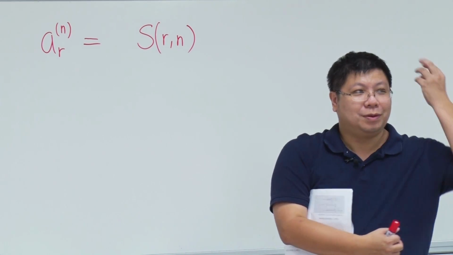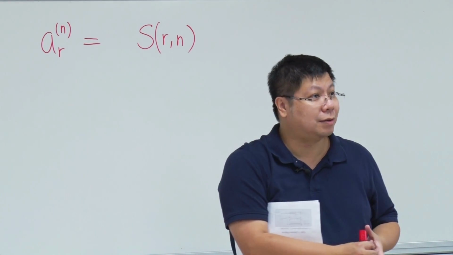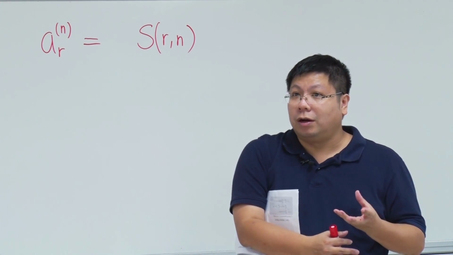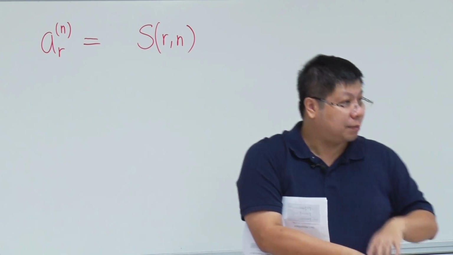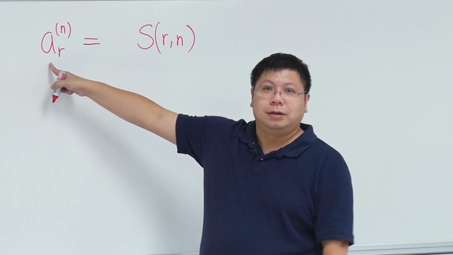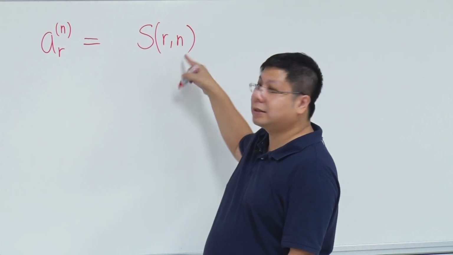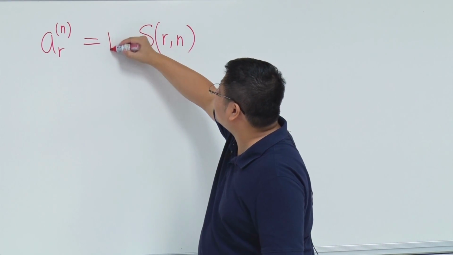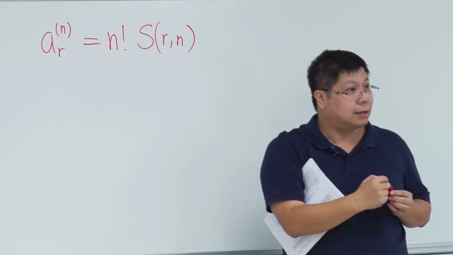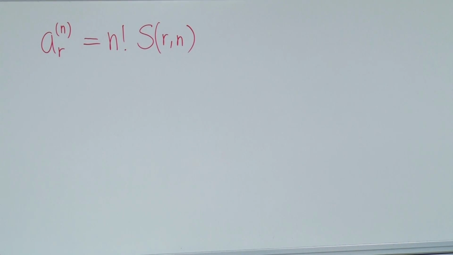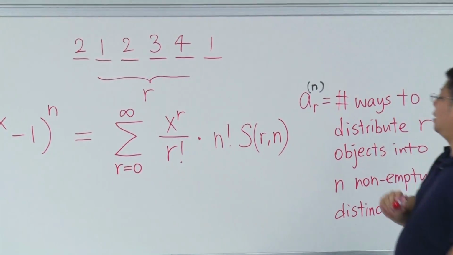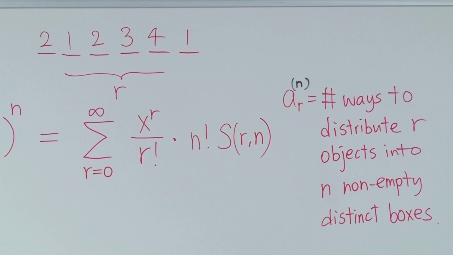What do we do? The idea is we remove the labels of the boxes, right? So all the labels of the boxes are gone. Originally, there are n factorial ways to label the boxes. And when they are gone, we divide by n factorial. So ARN divided by n factorial is exactly SRN. Is that okay? So ARN turns out to be n factorial times SRN. Is that okay? Okay.